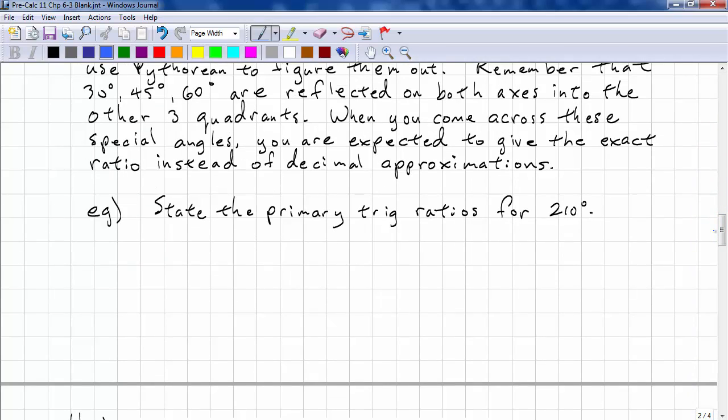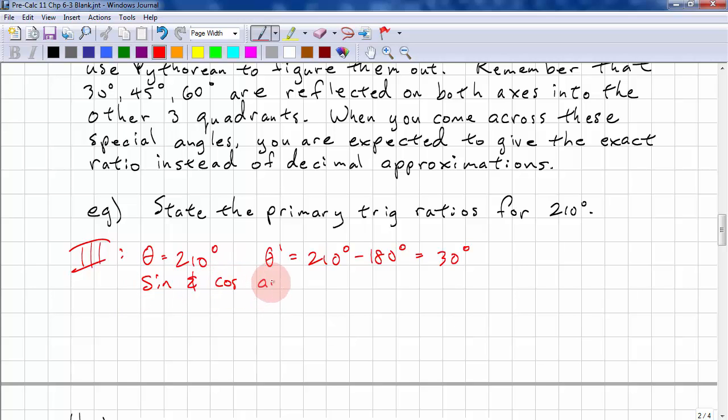So here's an example. State the primary trig ratios for 210 degrees. We should note that this is in quadrant 3 right away. So our standard angle is 210 degrees, and our theta prime is 210 degrees minus 180 degrees. That gives us 30 degrees as our reference angle. We should know that sine and cosine are negative in quadrant 3, and tangent is positive in quadrant 3.